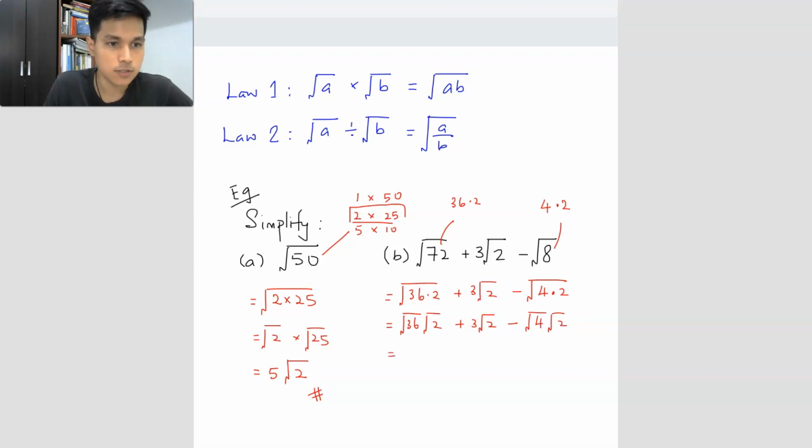Okay, so square root 36, you get 6. So 6√2 plus 3√2 minus square root 4, you get 2, so 2√2. So if you are confused about how to solve this, well, it's actually the same as this.